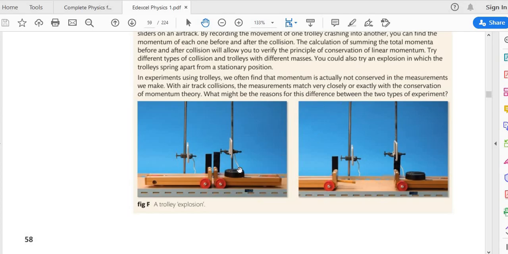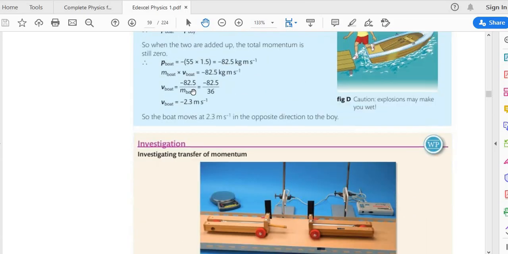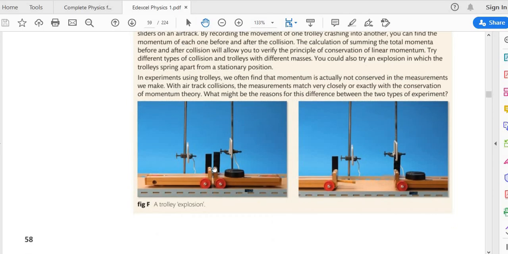So what we can do is we can measure the mass of the trolley using a top pan balance. We can measure the speeds of the trolleys using a light gate connected to a timer or motion sensor, and then we can find the individual momenta and check that the total momentum before, which is 0, should be equal to the total momentum after. You can also try an explosion in which the trolleys spring apart from a stationary position.